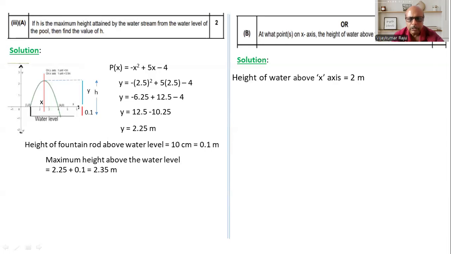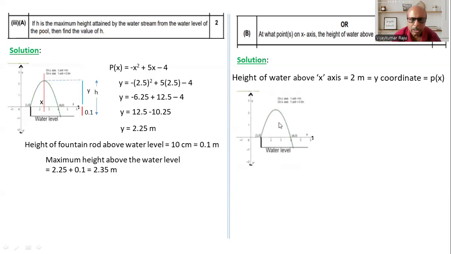Height of water above x-axis is 2 meters. So now let us draw the graph. This is the x-axis, height of water. So this is 2 meters. Now let us draw the graph. See the graph here.